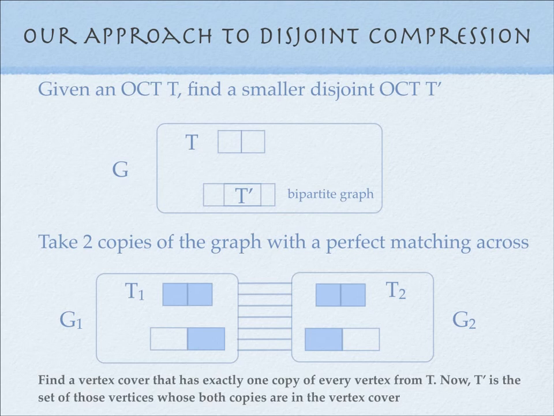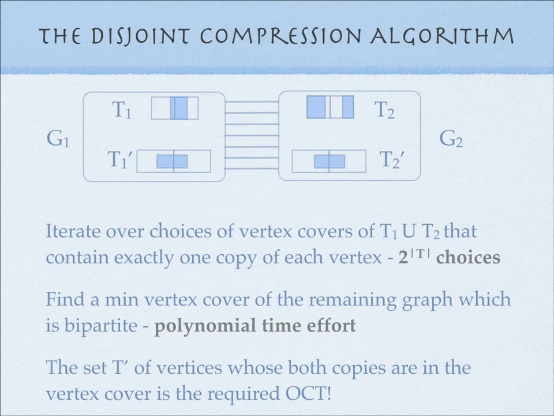Once we find such a vertex cover, T prime can be obtained easily. Just take those vertices of the vertex cover that have both their copies. The corresponding vertices in G is the required T prime.